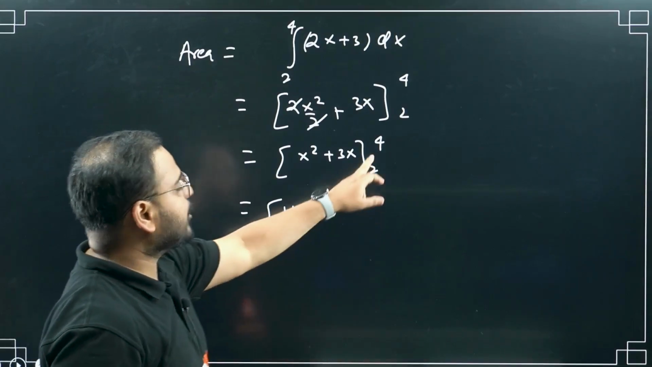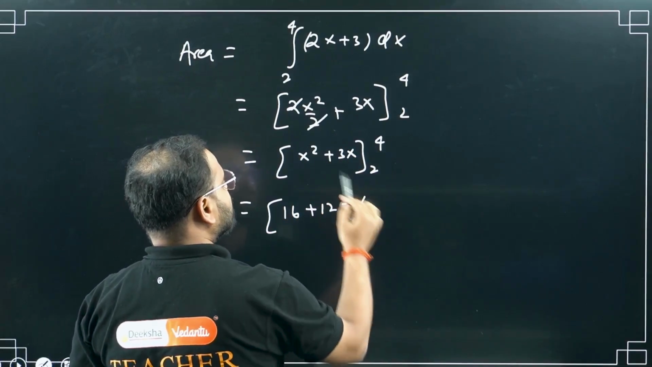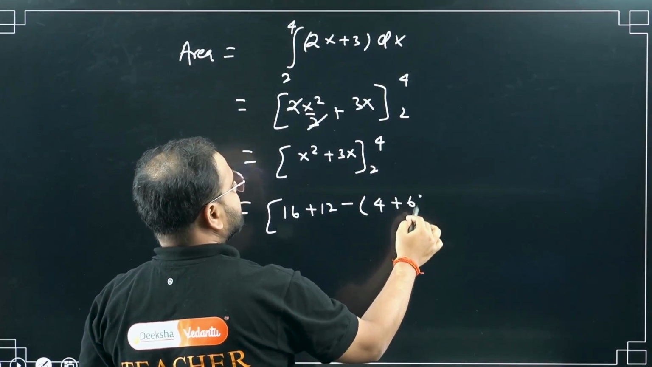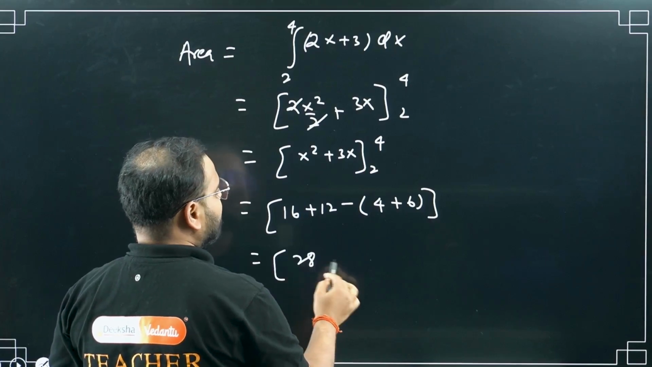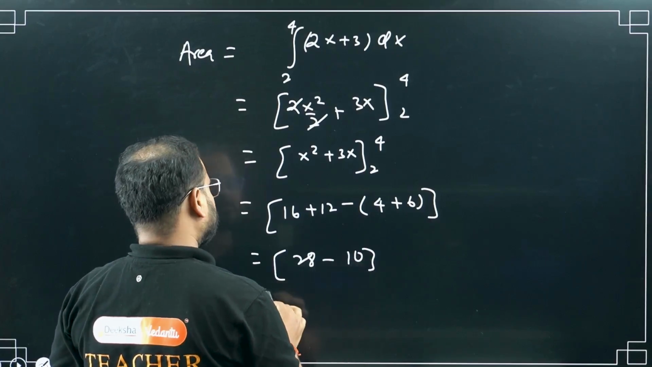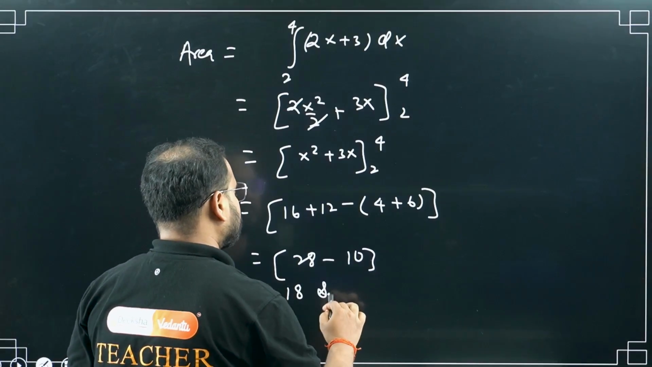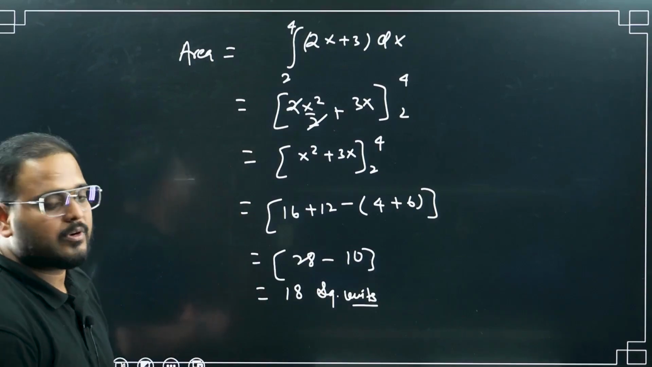Please check. I'm putting only the upper limit. So 4 square is 16, 4 times 3 is 12. Okay. What about the lower limit? 2 square is 4 and 2 into 3 is simply 6. Please check. So 28 minus 10. How much is that? 18. What is the unit? We don't know. So right now we'll write it as square units. What is my answer?